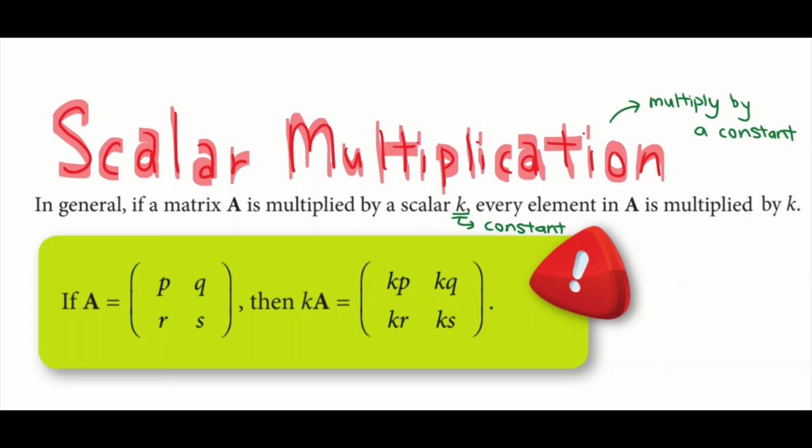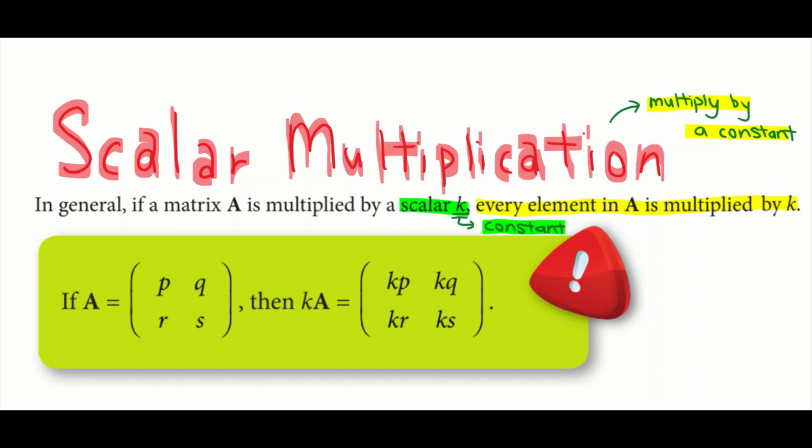Alright, let me introduce you to scalar multiplication of matrices. If this is the first time that you're hearing about scalar, just take note that scalar just means a constant, and scalar multiplication just means multiply by a constant. So if a matrix is multiplied by a scalar k, then every element would be multiplied by k.